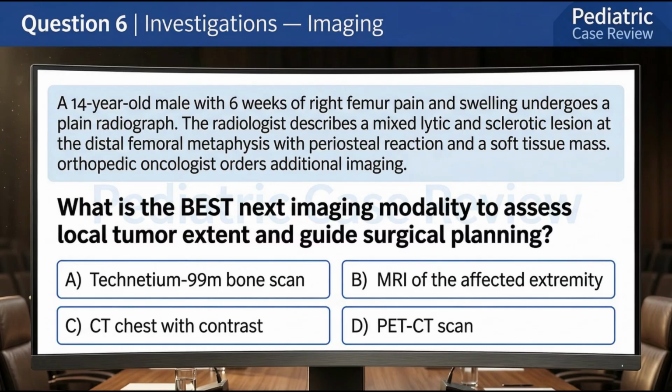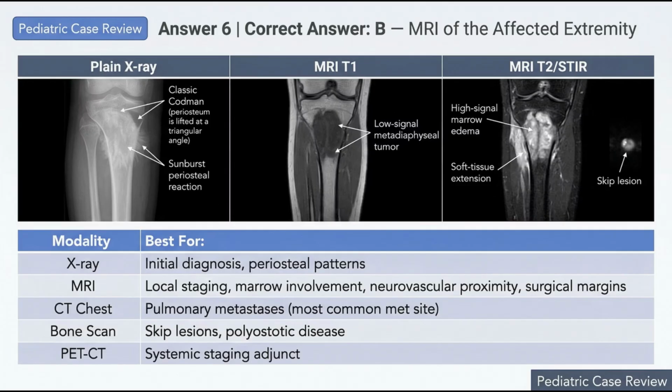Option A. Technetium 99m bone scan. Option B. Magnetic resonance imaging of the affected extremity. Option C. Computed tomography chest with contrast. Option D. Positron emission tomography combined with computed tomography scan. The correct answer is option B. Magnetic resonance imaging of the affected extremity.